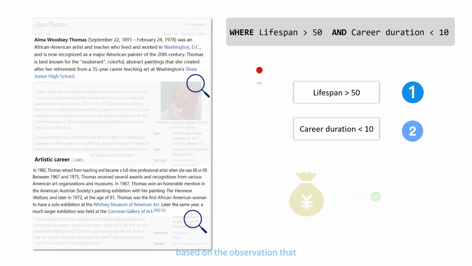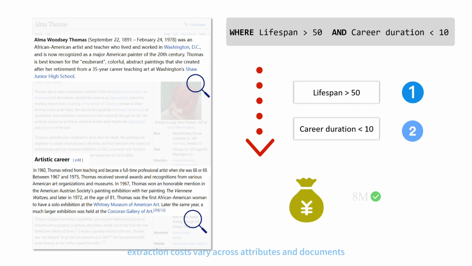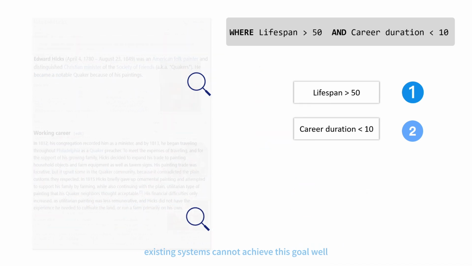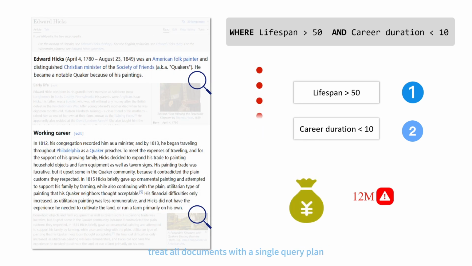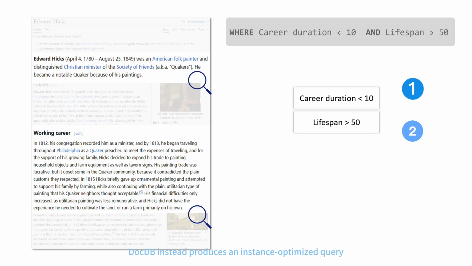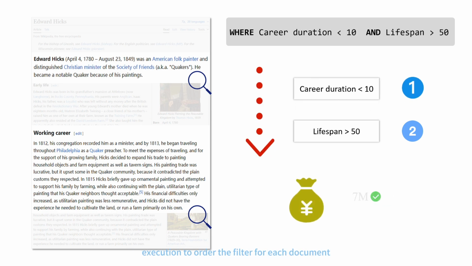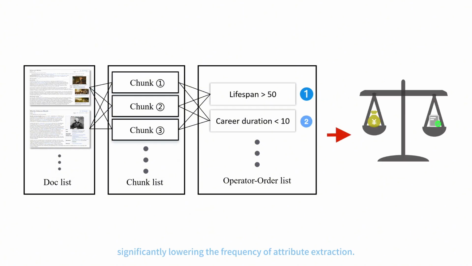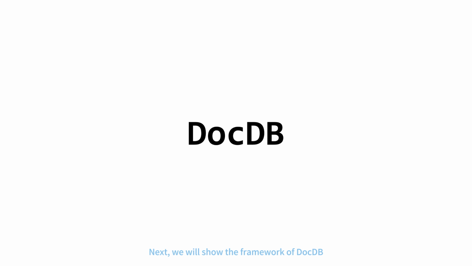Based on the observation that extraction costs vary across attributes and documents, existing systems cannot achieve this goal well because they always treat all documents with a single query plan. DocDB instead produces an instance-optimized query execution to order the filter for each document, significantly lowering the frequency of attribute extraction. Next, we will show the framework of DocDB.